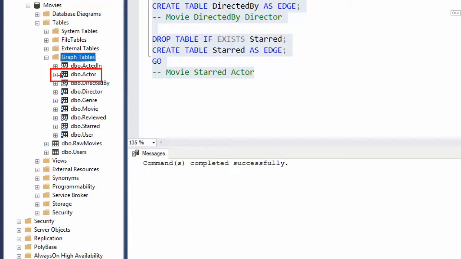Our actor there is indicated with this tiny little blue box down here, which shows that it is a node. And then this one down here, this reviewed one, shows a circle dash circle. So that's indicating that there is an edge. So node is the blue one. The white ones down there with the two circles are an edge.